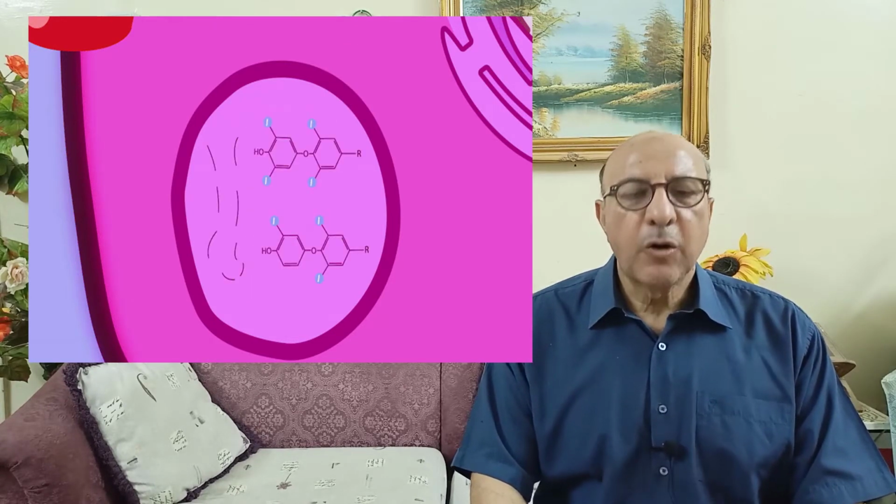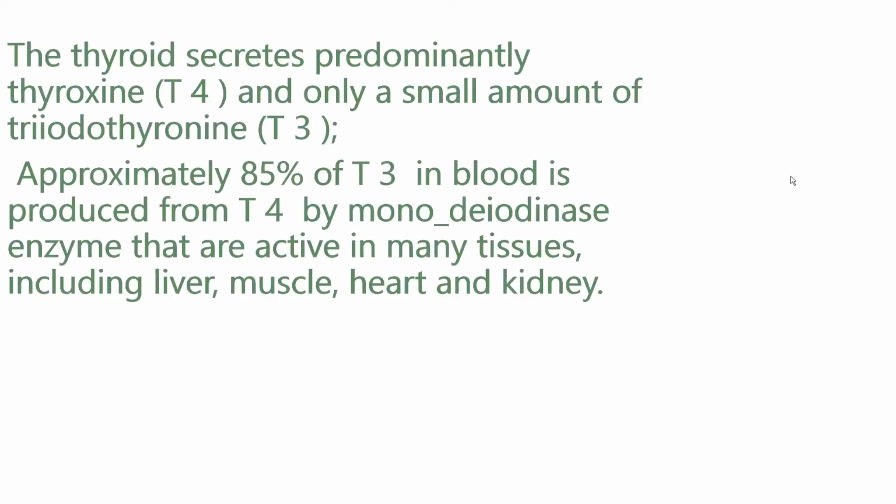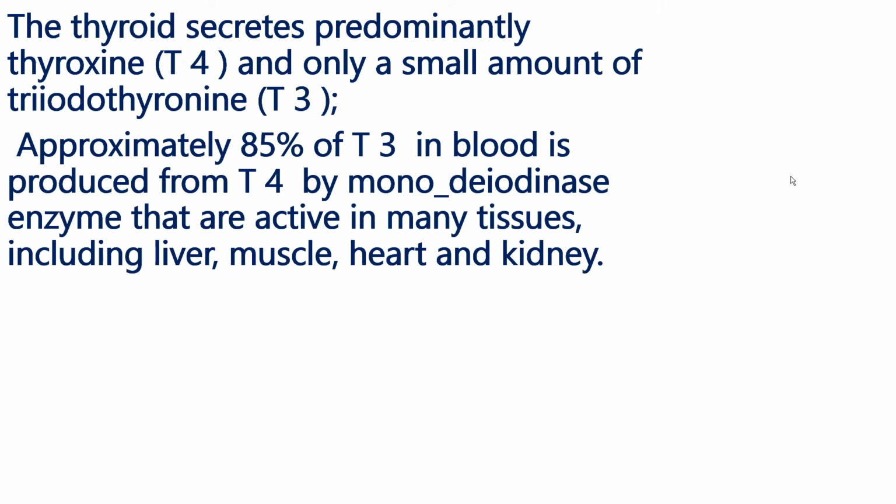We can see here the thyroid hormone production, consisting of iodination of tyrosine, the amino acid, to diiodotyrosine. Two molecules are joined together forming tetraiodothyronine, abbreviated usually as T4. In several tissues like the liver, the muscle, the heart, and the kidney, there is a monodeiodinase enzyme which will remove one iodine atom from tetraiodothyronine, producing triiodothyronine, or what we abbreviate as T3.